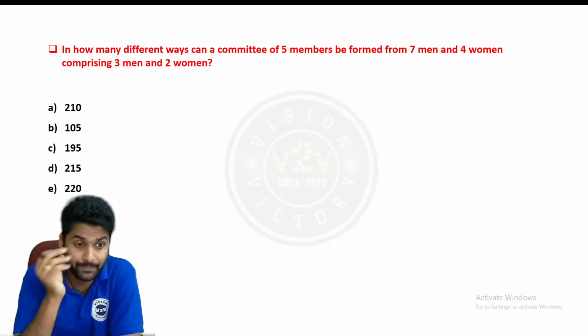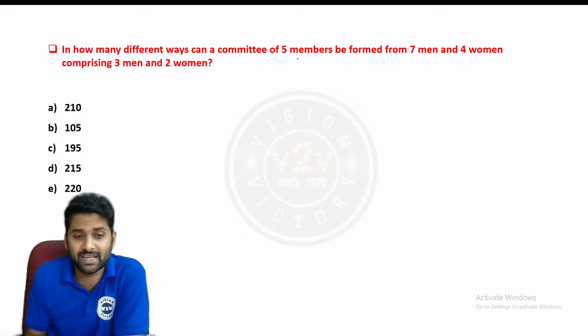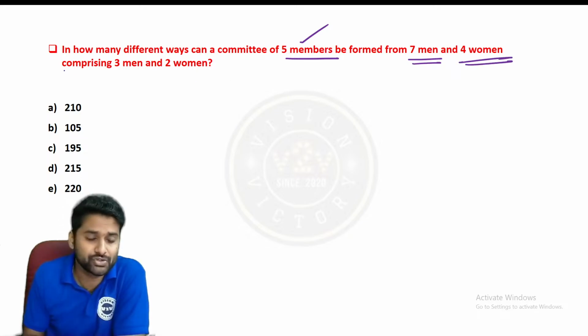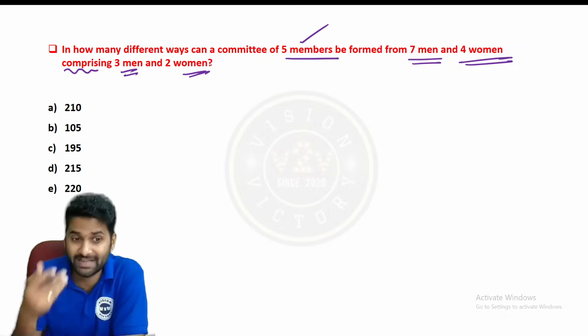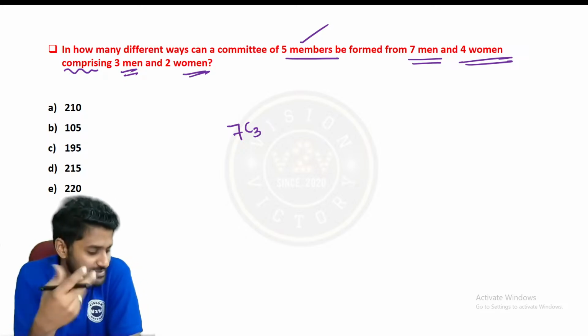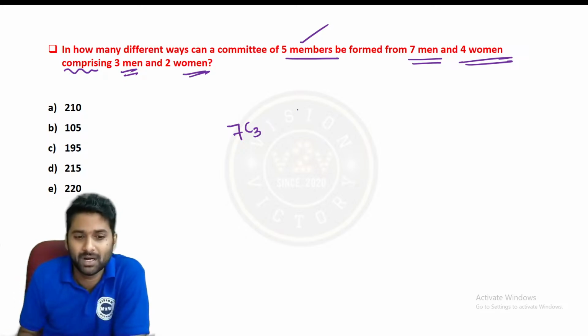Now see this question. In how many different ways can a committee of 5 members be formed from 7 men and 4 women? It should comprise 3 men and 2 women. Guys, we need 3 men out of 7. So what is the selection here? Out of 7 we have to select 3 people. Now out of 4 we need to select 2 women.